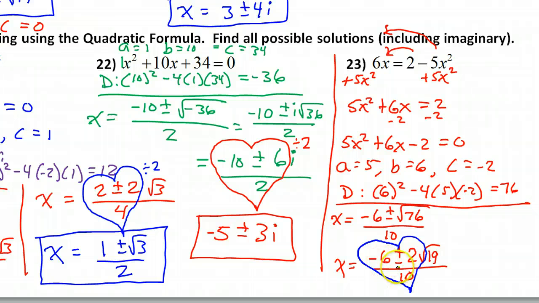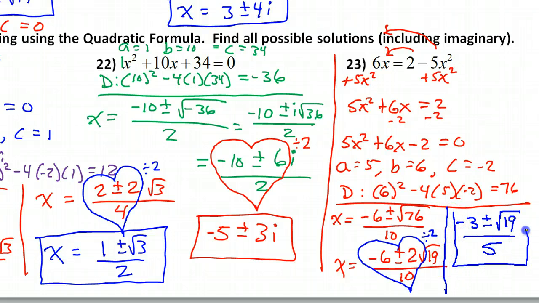If all of these can be divided by something, I must. And all of these are divisible by 2. So that's why I'm going to get a final answer of negative 3 plus or minus square root of 19 over 5. So this is the final answer.